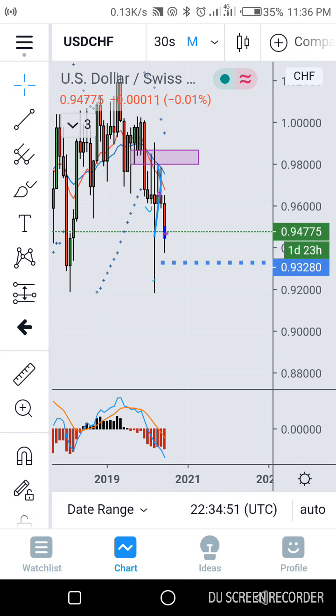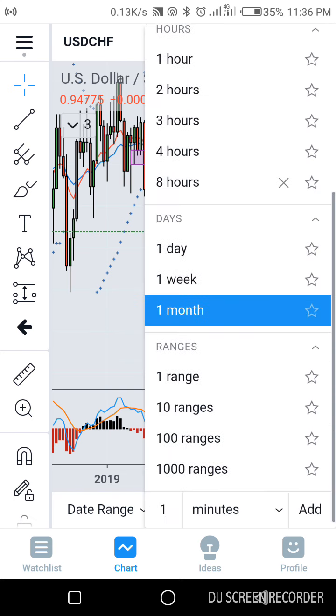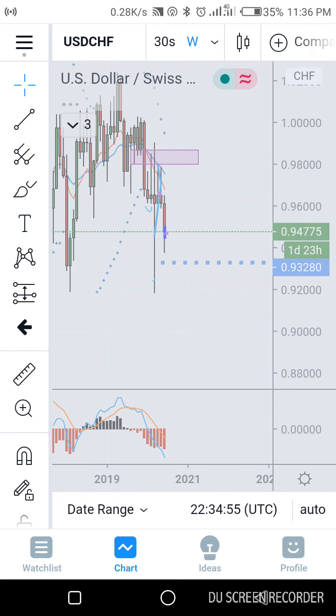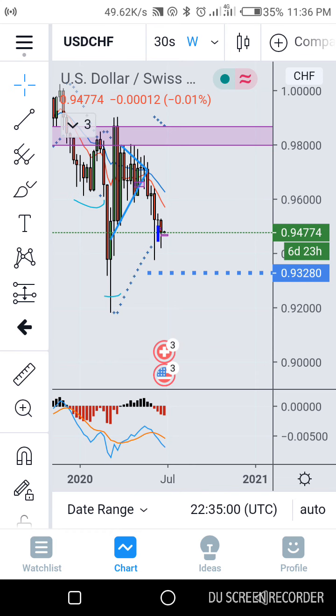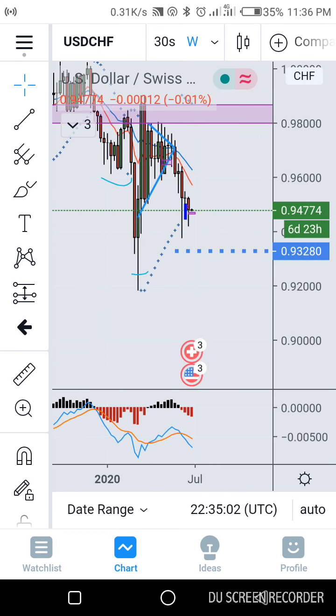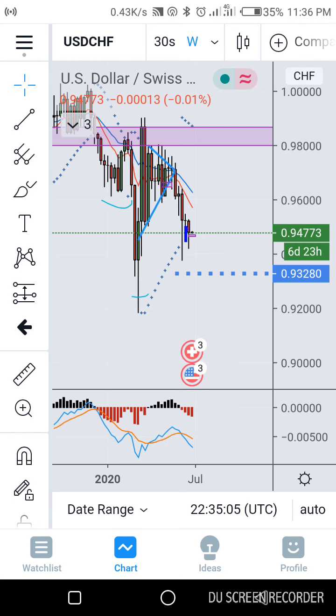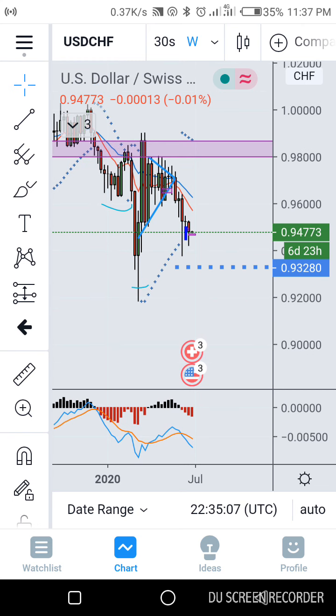But let's go to the weekly time frame to see whether there's any direction for us. Okay, it's still bearish, it's looking bearish. So let's go to the daily.